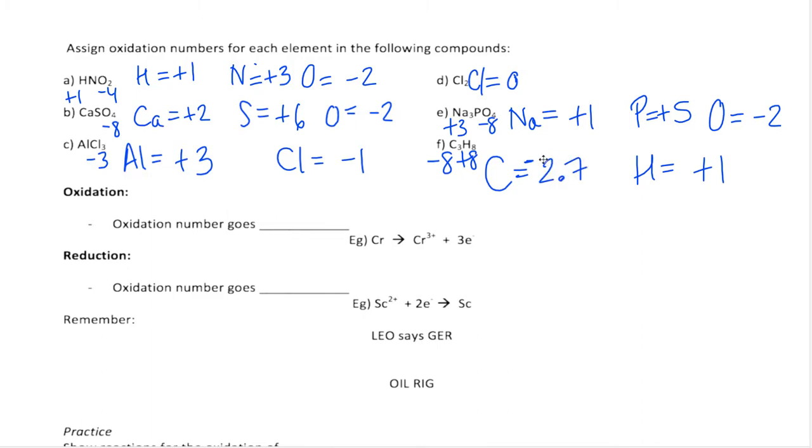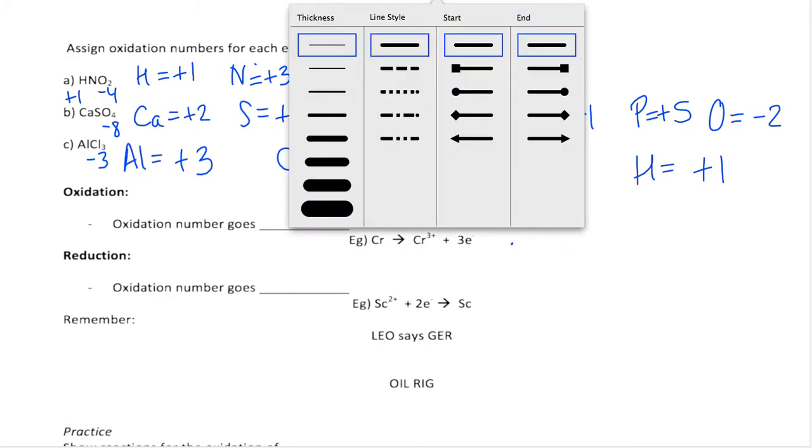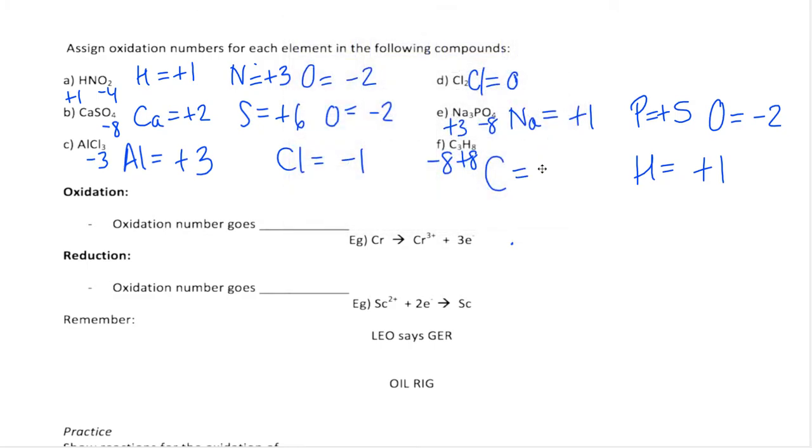Negative 2.7, excuse me, because it's negative 8 divided by 3. So it's a negative 2.7. Let's erase that and make that a little clearer for you. Okay? So it's a negative 2.7. Just touch that. There we go. Carbon is negative 2.7. Where did I get that? I got that from negative 8 divided by 3.